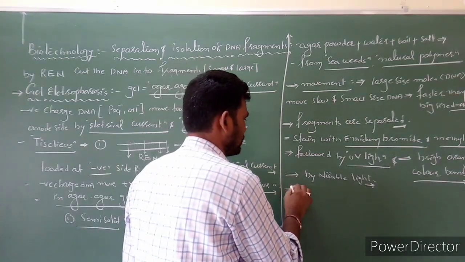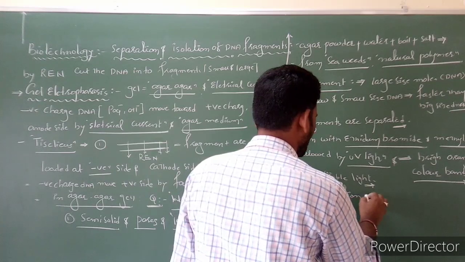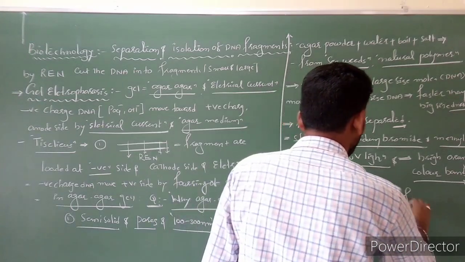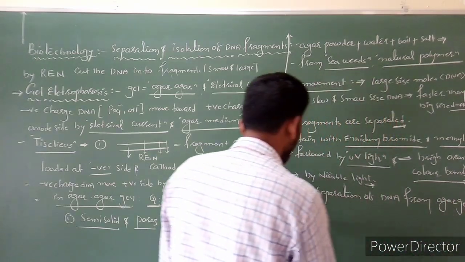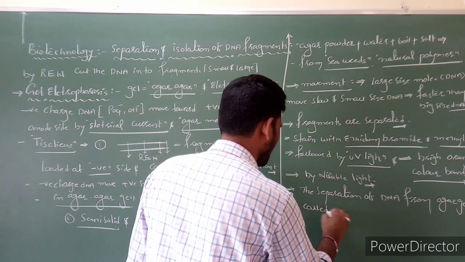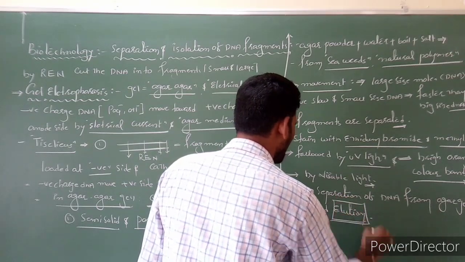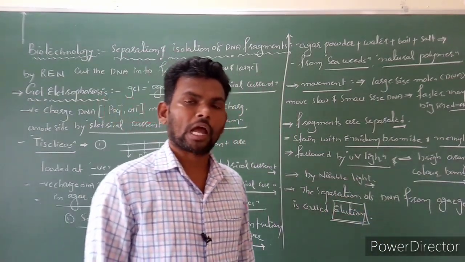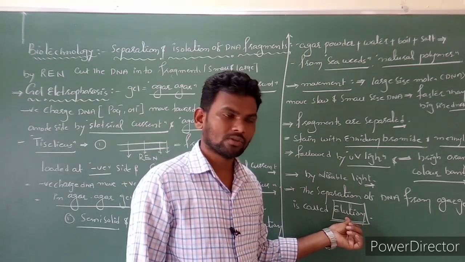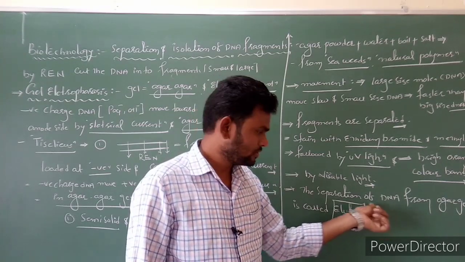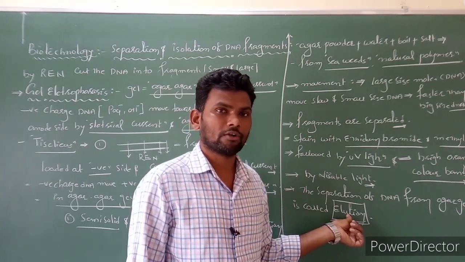The separation of DNA from agar gel is called elution. One more question. It is called as what? Elution. The separation of DNA fragments from agar bed is called elution. Okay. Now what have to do? By using ligase enzyme, we are going to attach this fragment to the plasmid. It becomes a recombinant plasmid.